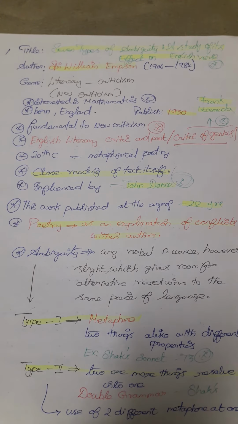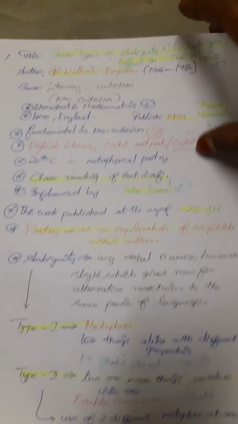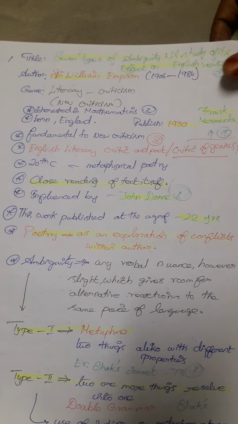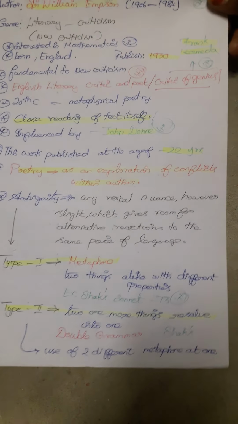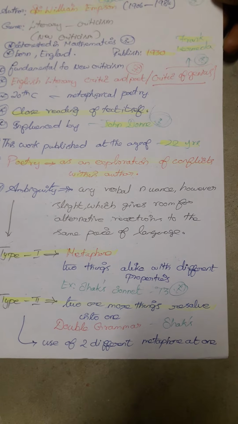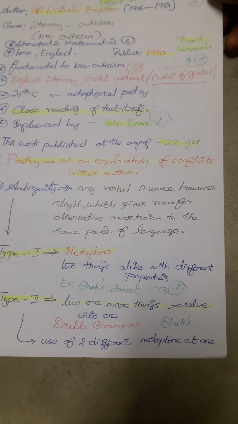Two things alike, with different properties, are kept together. For example, in Shakespeare's Sonnet 73, there is a lot of use of metaphors in this sonnet.